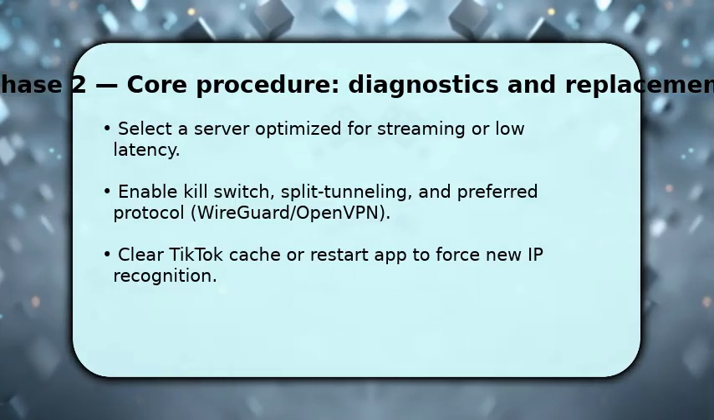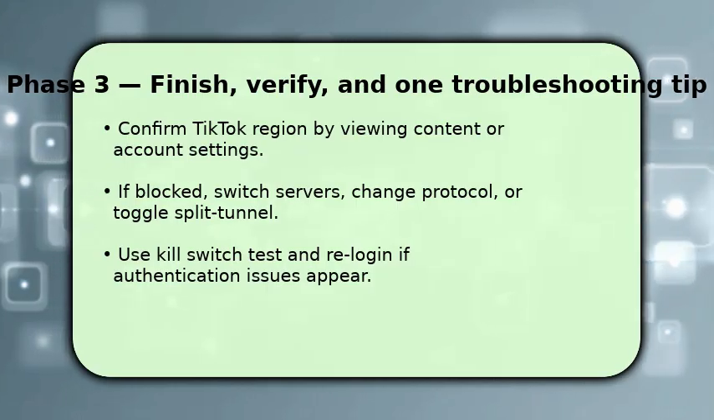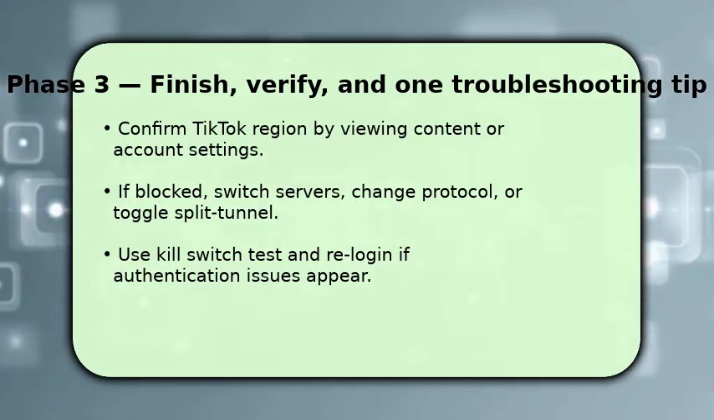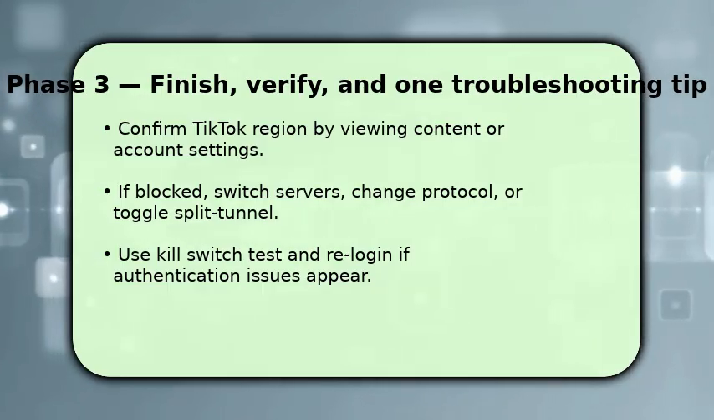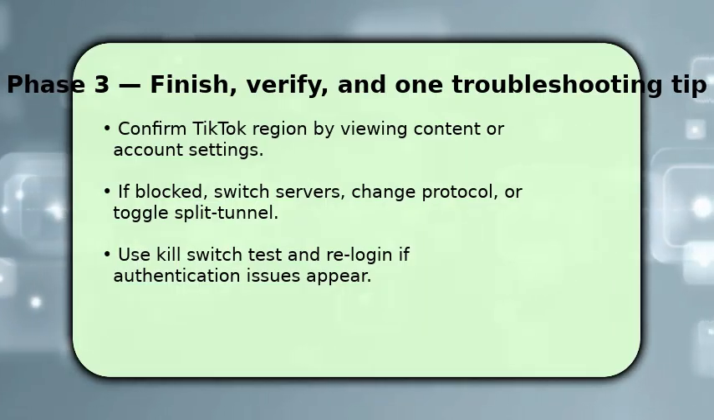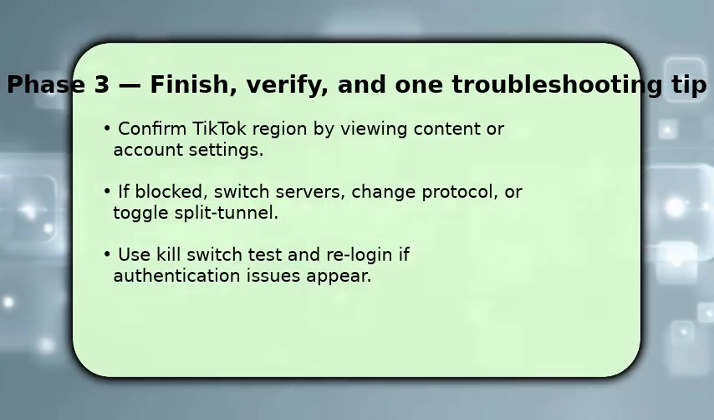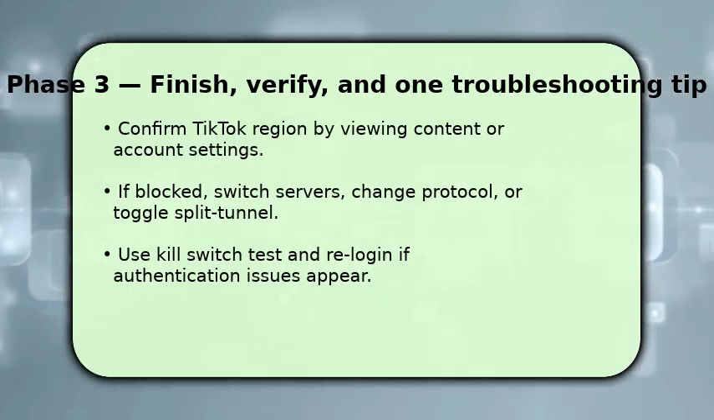To finish, verify TikTok shows region-specific content or check account settings for location cues. This proves success. If you still face blocks, switch to a different server in the same country, change the VPN protocol, or disable split tunneling so all traffic goes through the VPN. Make sure the kill switch is active and test it briefly to ensure no IP leaks.